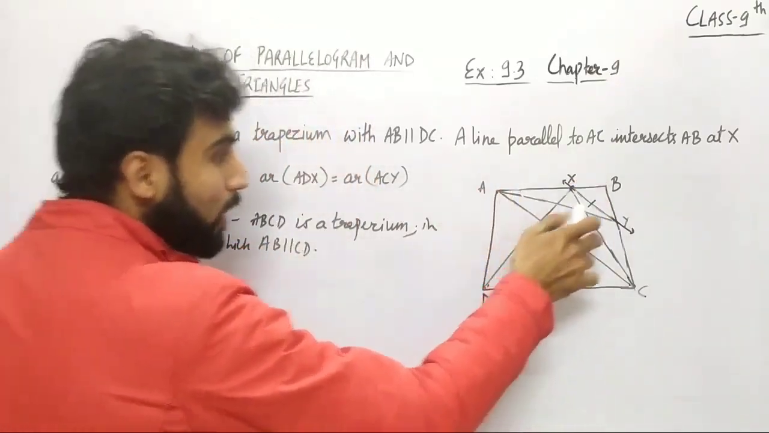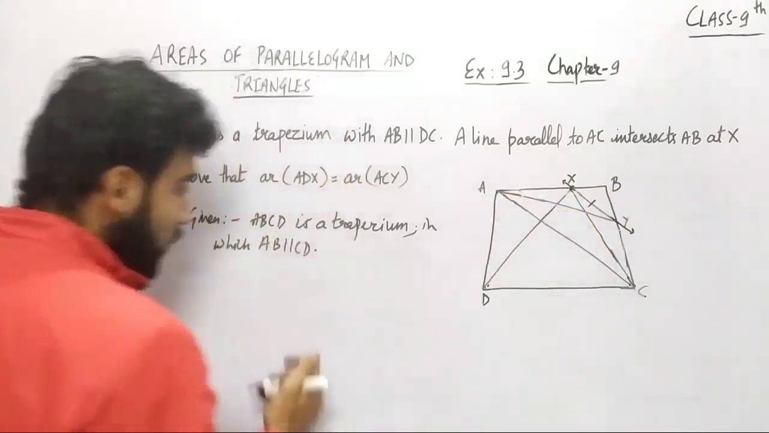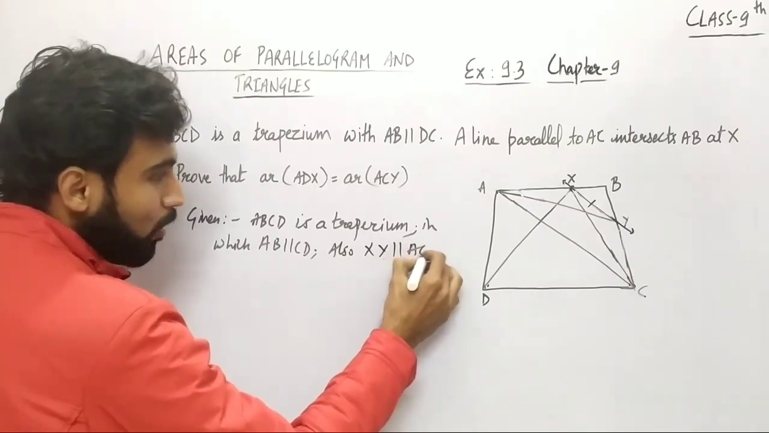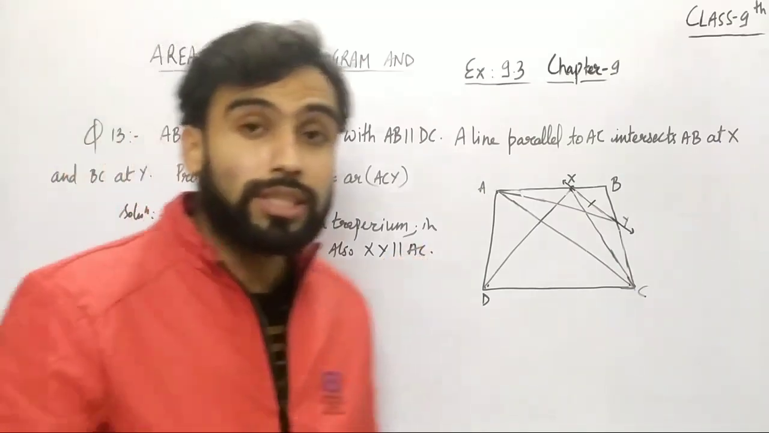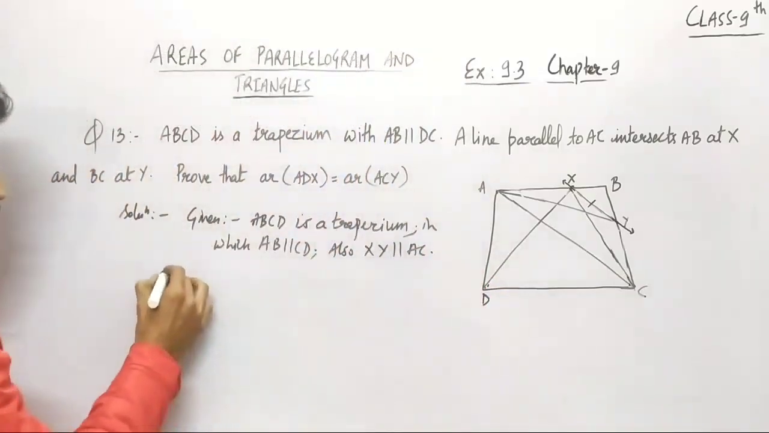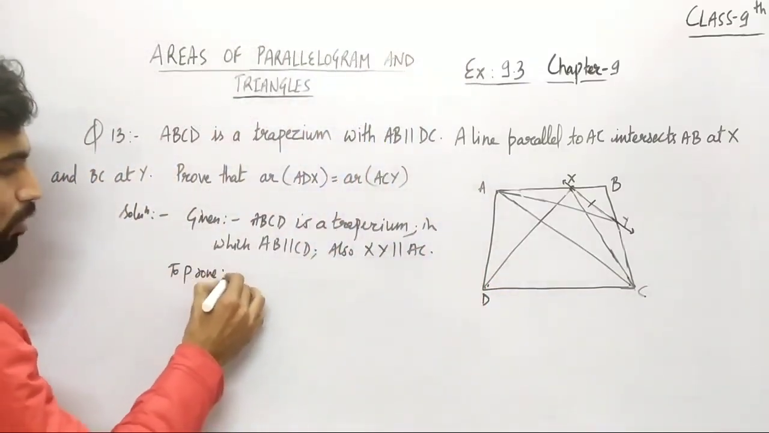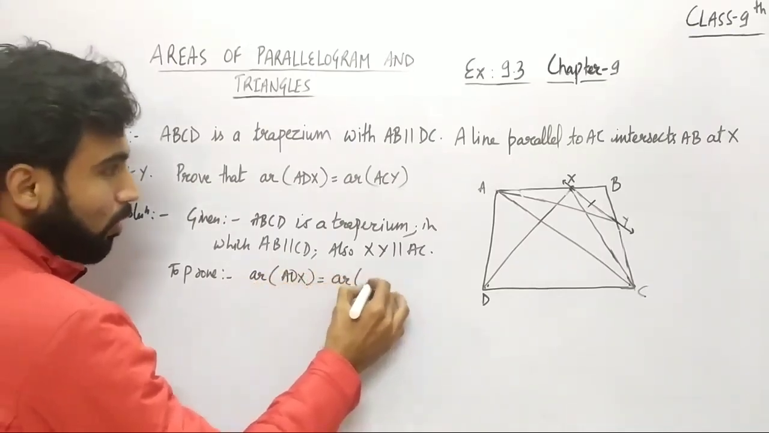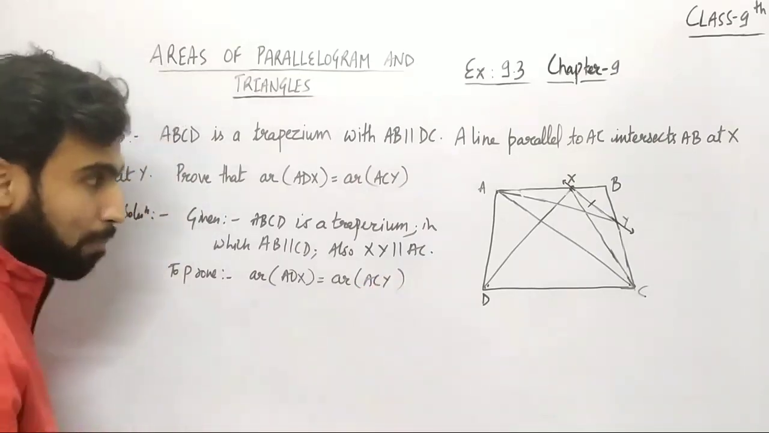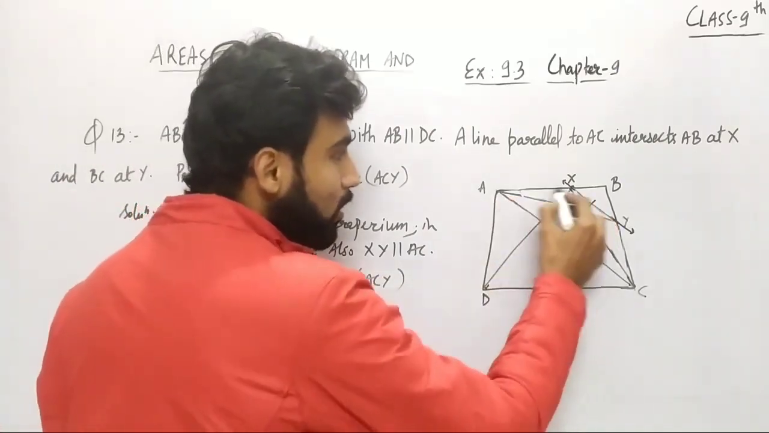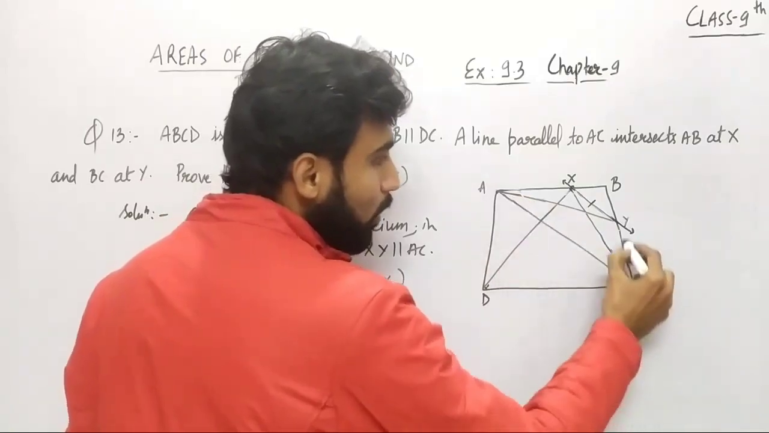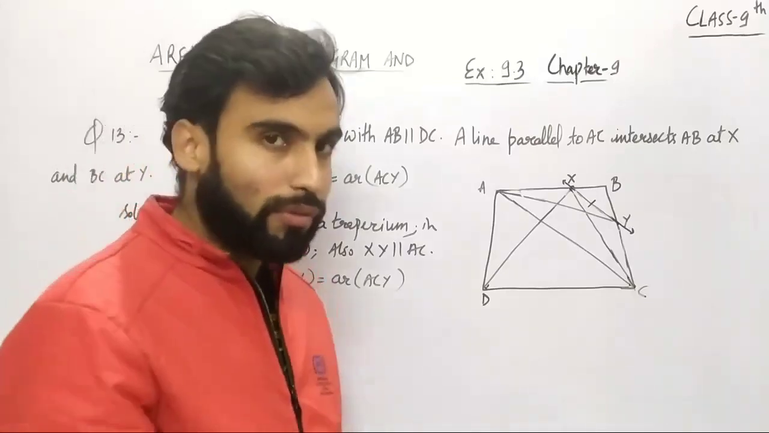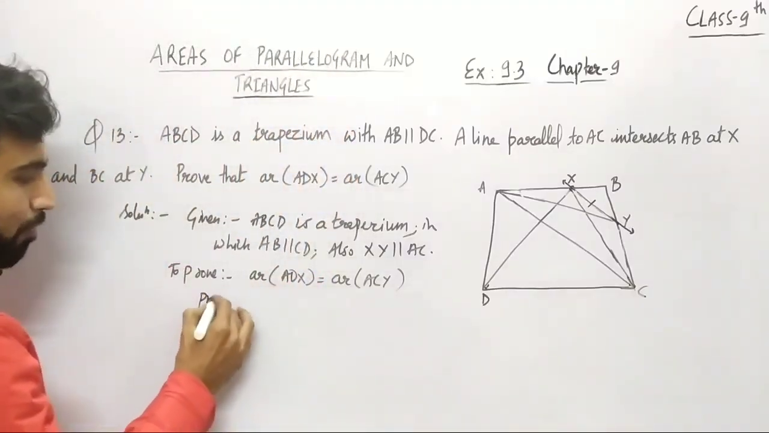Then also you can see XY is given parallel to AC. So you can see this is given in the question. Now talking about what to prove. You can see here what we have to prove is area of triangle ADX is equal to the area of triangle ACY. So you can see ADX, this triangle, and ACY, this triangle, right? So we have to prove their areas equal. So how we will do it? Let me just start off my proof here.